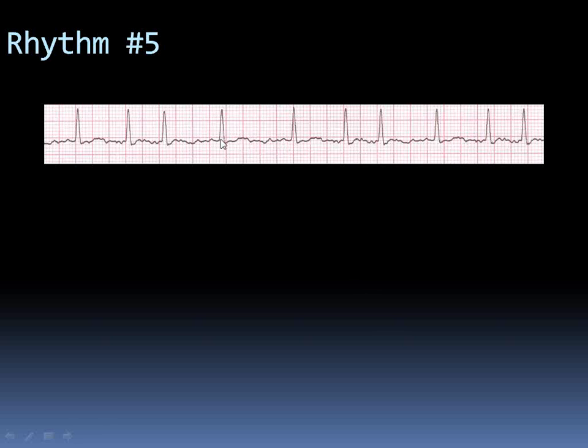And you don't see any P waves. You see this junky baseline which goes up and down, up and down, but there are no P waves. Okay, there are no easily discernible P waves. So this is a typical rhythm of a patient in atrial fibrillation. It is an irregular rhythm with no P waves seen, and the QRS is normal duration.